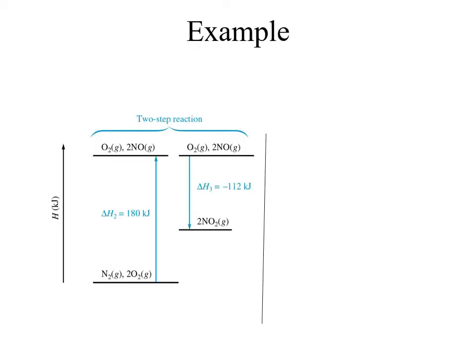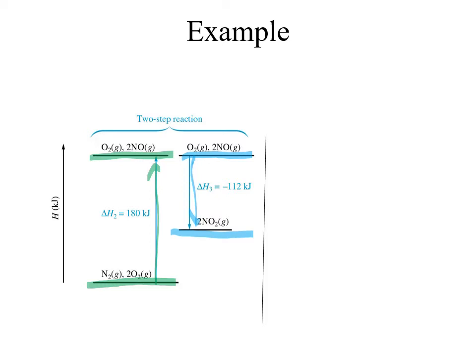So for example, you can start with these reactants here: nitrogen gas and oxygen gas. One reaction that you can do with them is that you can turn them into nitrogen monoxide. Another different reaction is that you can take oxygen and nitrogen monoxide and do an exothermic reaction and produce nitrogen dioxide. So those are two reactions.